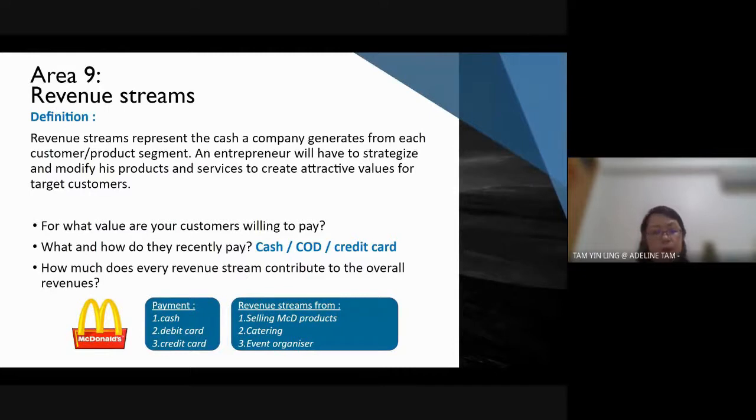Okay, for example, McDonald's, they are event organizer. So if they become event organizer, organize the event, then they can earn profit also from that. Okay, so these are the 9 areas.